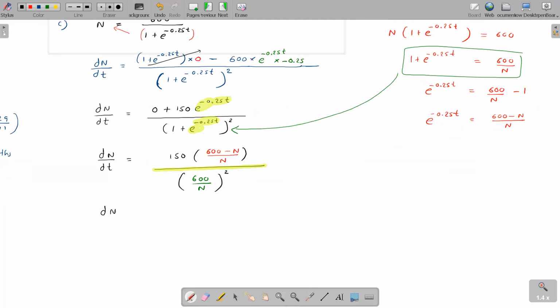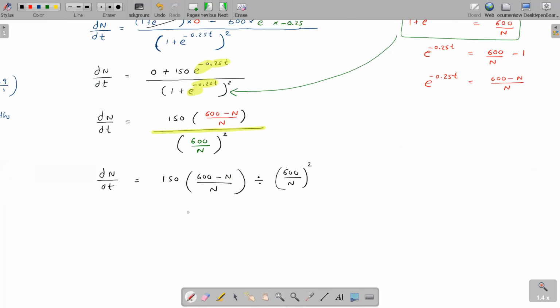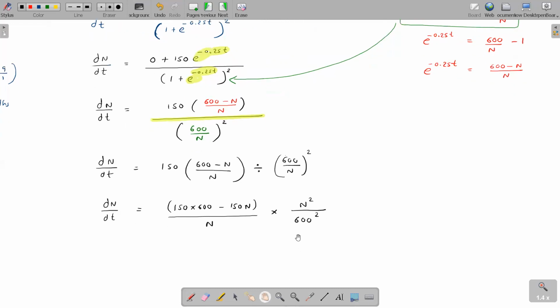Okay, so now let's work on this dn by dt. I'll work with 150 into (600 minus n over n), divided by 600 over n. I'm going to use the main division as a division sign. So dn by dt, multiplying 150, I get 150 times 600 minus 150 times n over n. Division turns to multiplication, so you get n square on top over 600 square. Now it's a matter of simplifying and I think we should get our answer.